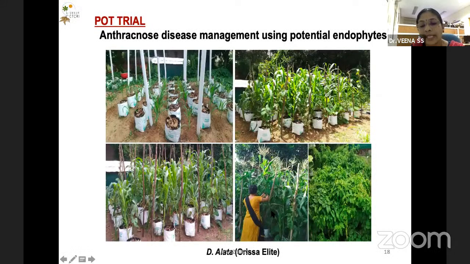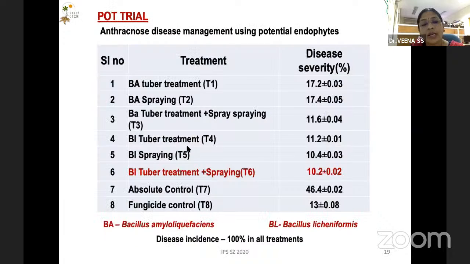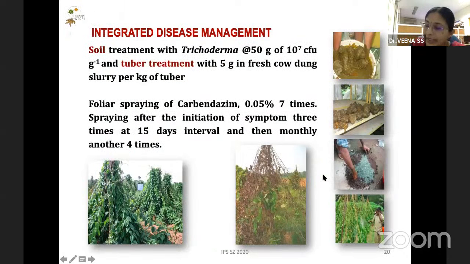This is the pot culture experiment with Bacillus licheniformis and Bacillus amyloliquefaciens, and this is the result. Among the treatments, Bacillus licheniformis tuber treatment and spray was the one giving the least disease severity. So now the field studies are going on with this treatment. That research is ongoing, but we do have a package for the farmers.